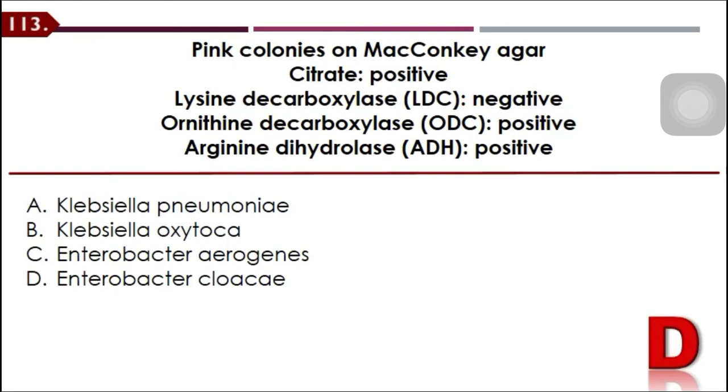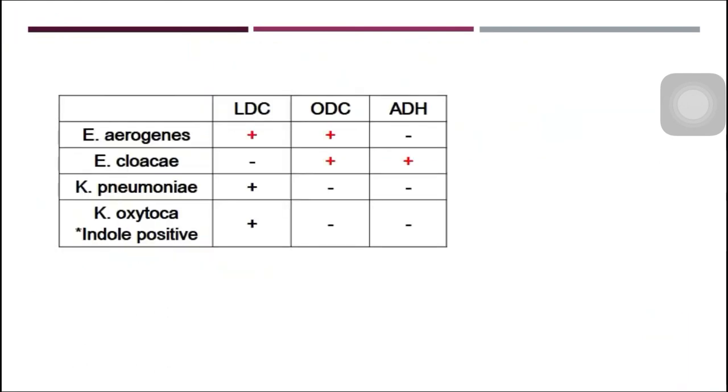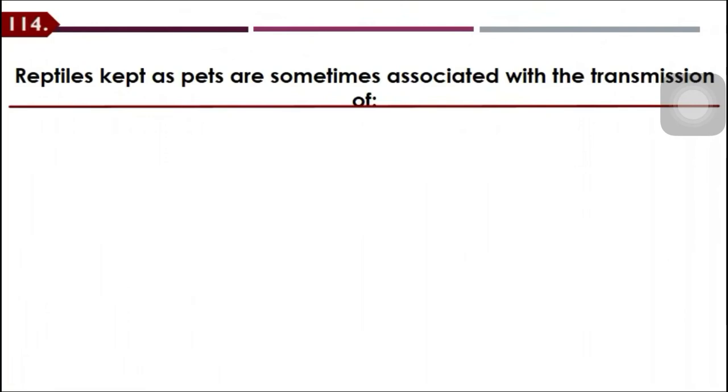Again, Enterobacter cloacae. So just a recap, tama, E. aerogenes po is positive for lysine decarboxylase and ornithine decarboxylase po. E. cloacae po is positive po for ornithine decarboxylase and positive also for arginine dihydrolase po. Okay? So, yan po. Okay, K. oxytoca po is indole positive naman.